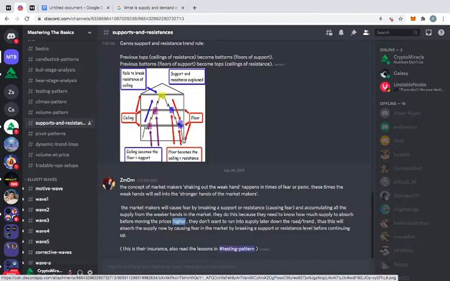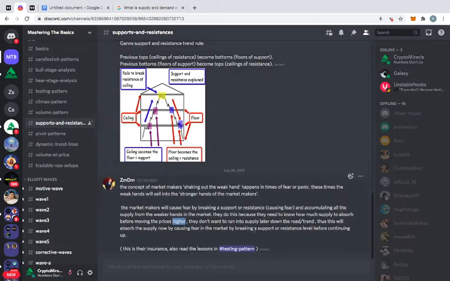So they try to accumulate as much as possible at the lowest price possible, and then range because they need to gain confidence in the market, and then they'll trend it. They don't want to run into supply later down the road. So they will absorb the supply now by causing fear in the market, by breaking support and resistance before continuing up, so that the public basically sells to them at low levels. So this is their insurance. And also read the lesson again on the testing pattern. That's going to be the last video that we covered there.